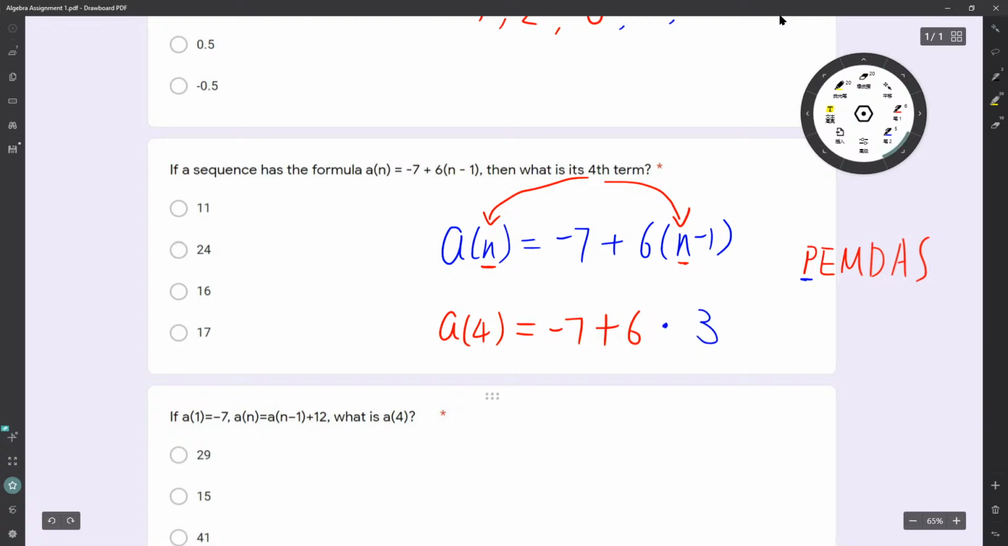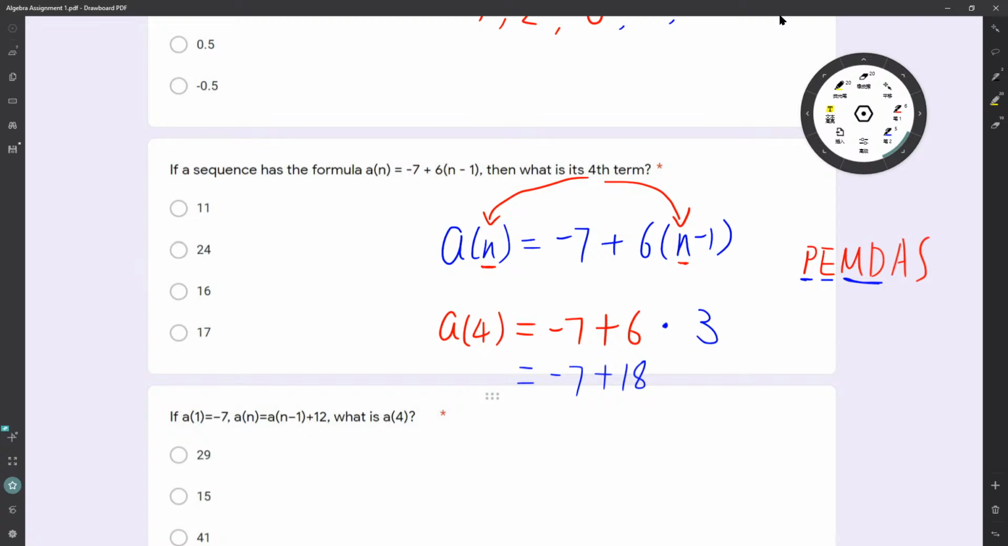6 times 3. And then we should do exponential. We don't have exponential. Then we do multiplication and division. So here we have 1 multiplication. So this is going to be 6 times 3 is 18. Therefore, we are going to have -7 plus 18. That's multiplication, and we don't have division.